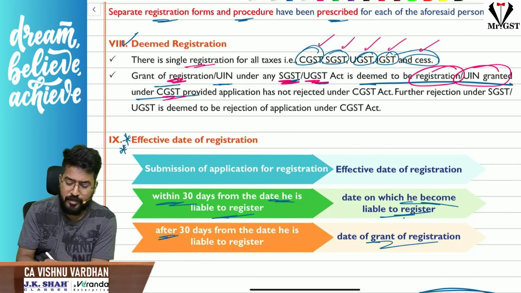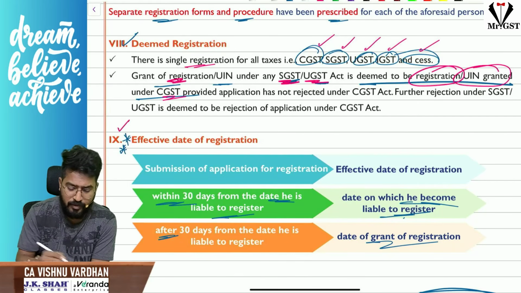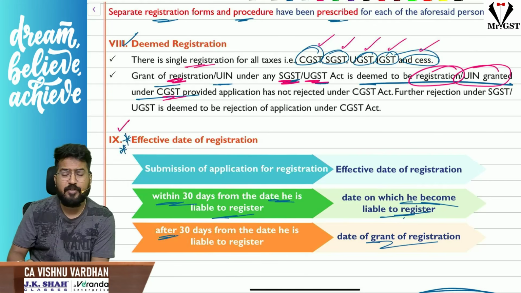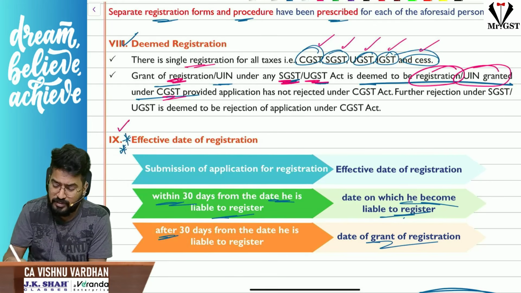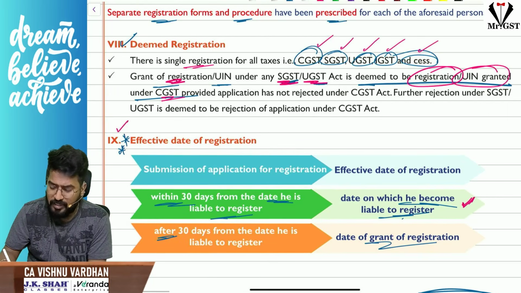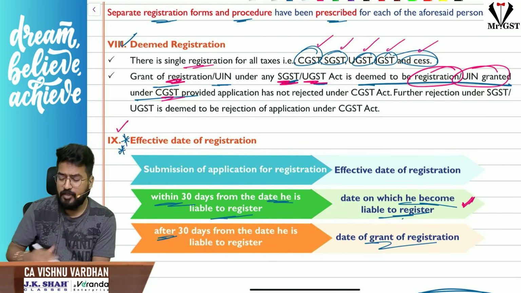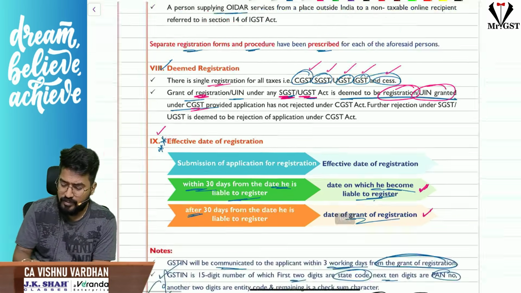Next, effective date of registration. Very important point. So what is this effective date of registration? Now, if you are applying for registration within 30 days from the date of becoming liable for registration, the effective date of registration is when you became liable. No sir, after 30 days if you are applying, then it is the date of grant of registration certificate.